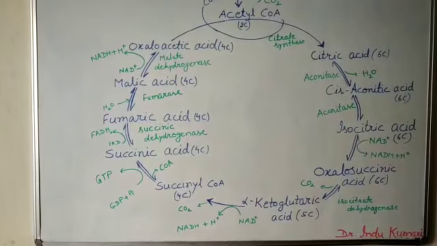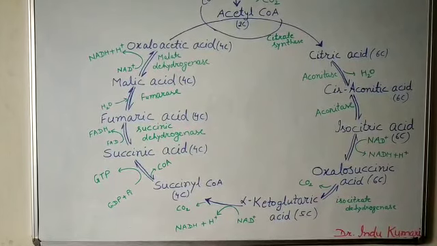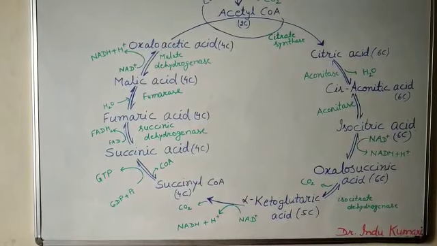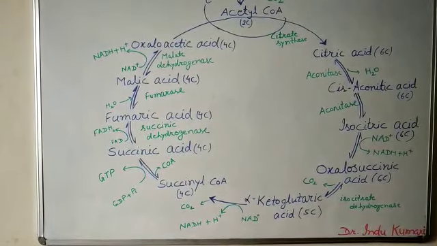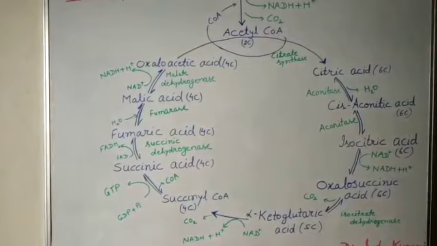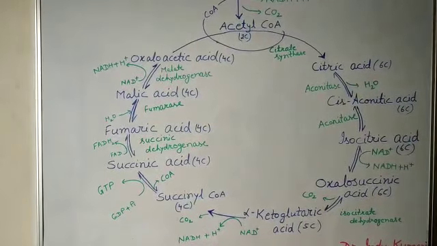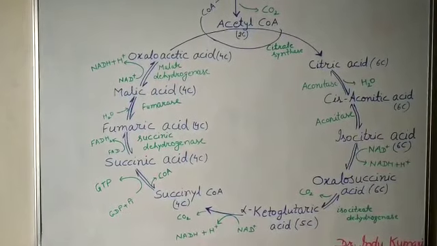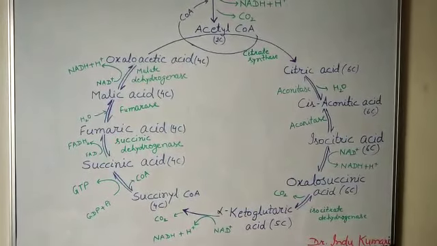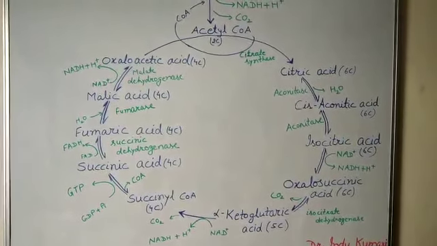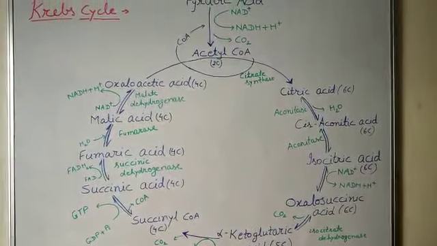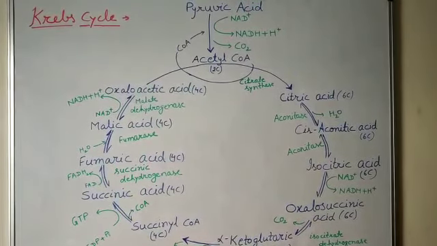Succinic acid is oxidized to fumaric acid under the influence of succinic dehydrogenase in the presence of coenzyme FAD, which is reduced to FADH2. Fumaric acid is hydrated by the addition of one molecule of water in the presence of the enzyme fumarase to form malic acid. Finally, malic acid is oxidized to regenerate oxaloacetic acid by the enzyme malic dehydrogenase and coenzyme NAD.